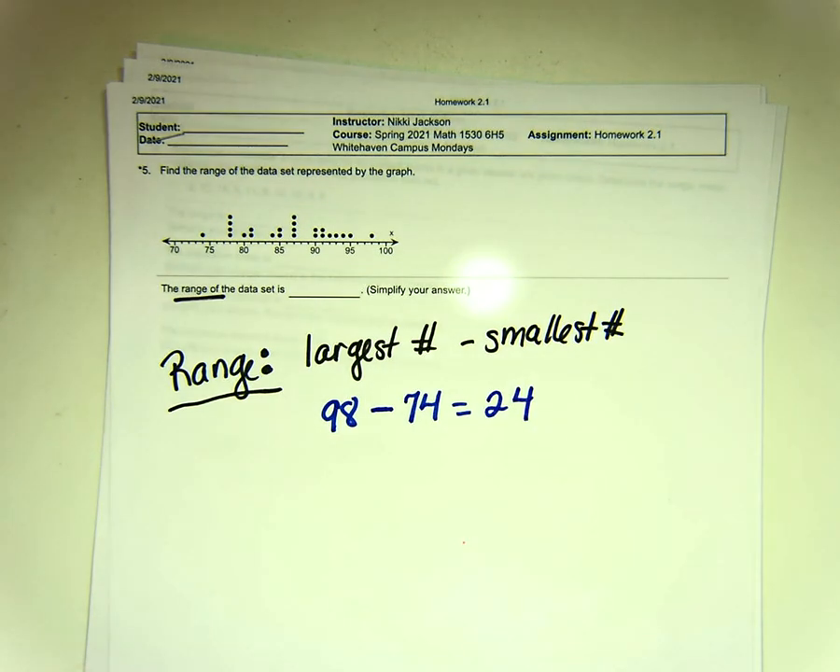So I wanted to go over this because a lot of times we just want to use 70 and 100 because those are your largest and smallest. But those are not the ones that have the largest and smallest dots.